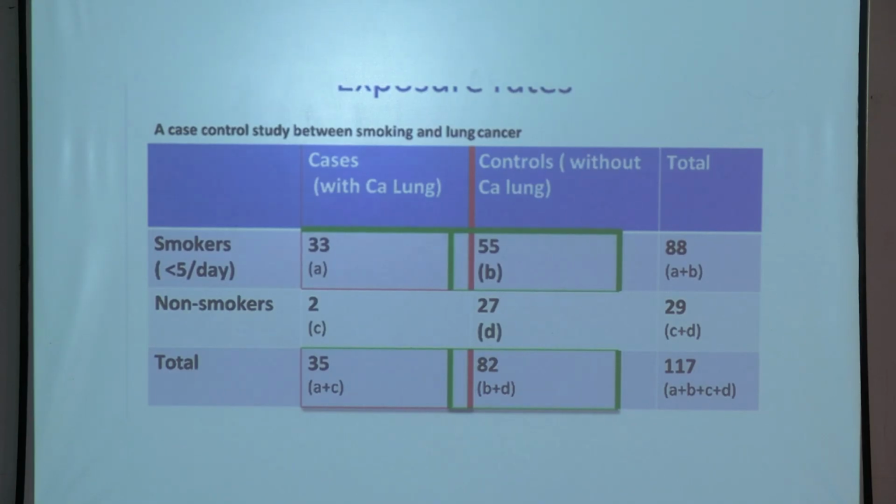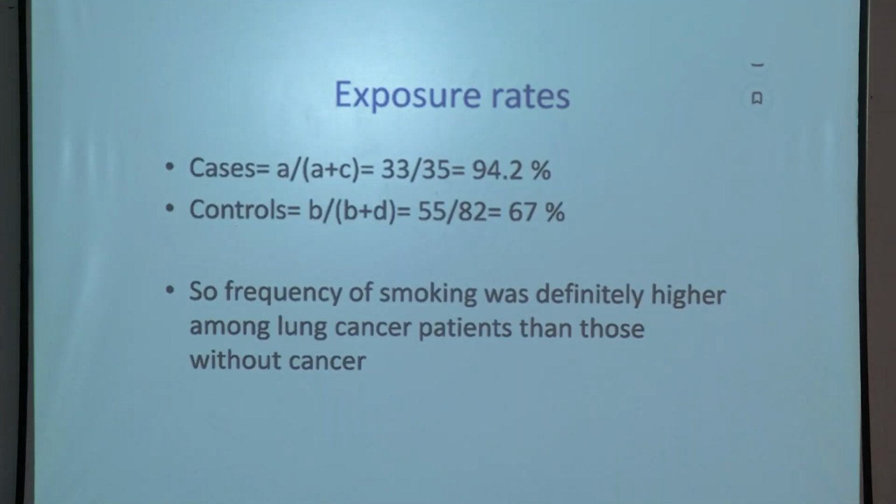55 is the number of smokers who do not have CA lung, and 27 is the number of non-smokers who do not have CA lung. So exposure among cases is A by A plus C, 33 by 35, which is 94.2%. Exposure among controls is B by B plus D, 55 by 82, 67%. So the frequency of smoking was higher among lung cancer patients than those without cancer.